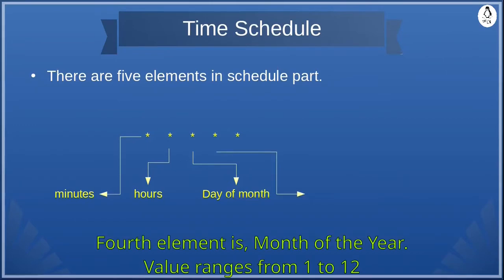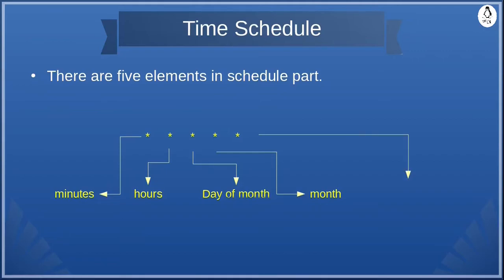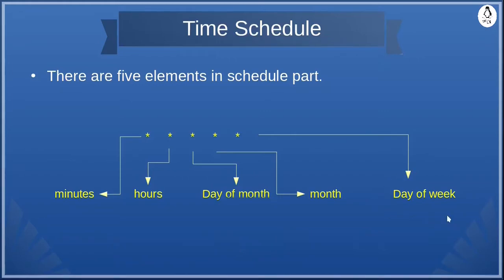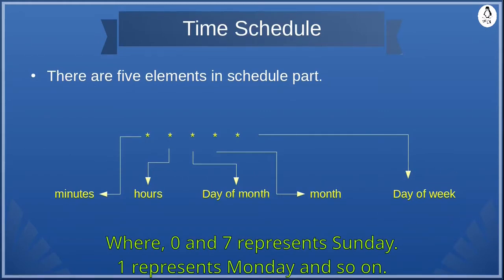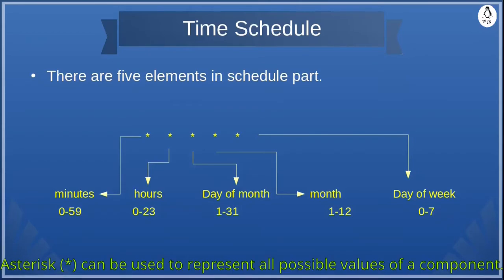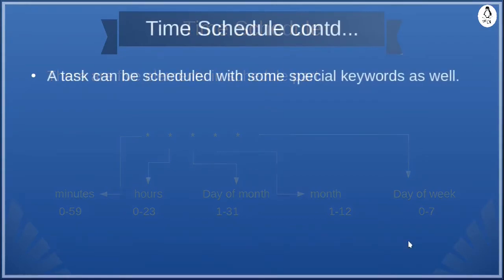Fourth element represents month of the year. Its value can range from 1 to 12, where 1 represents January, and 12 represents December month. Fifth element represents day of the week. Its value can range from 0 to 7, where 0 as well as 7 represents Sunday, and 1 represents Monday, and so on. Other than these values, asterisk can be used to represent all possible values. For example, to represent every day, month element can be represented by simply an asterisk.